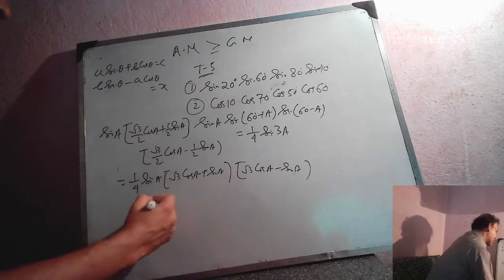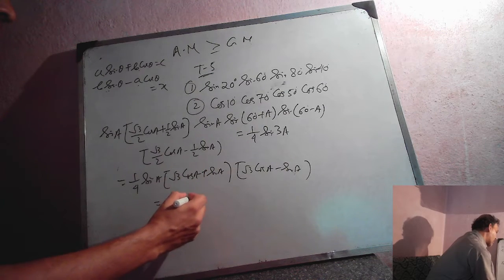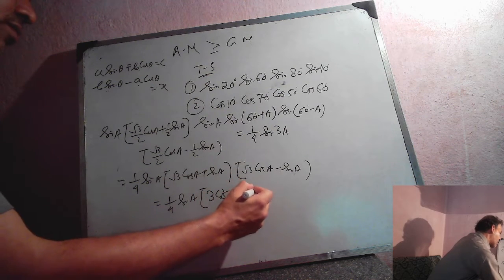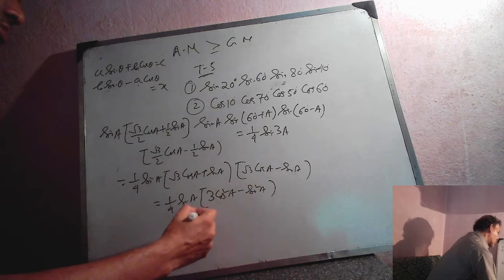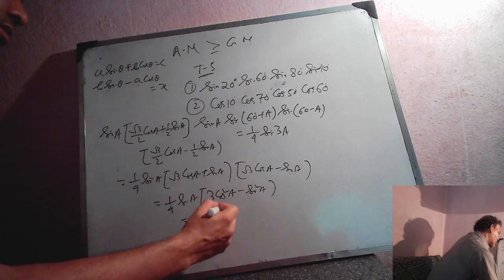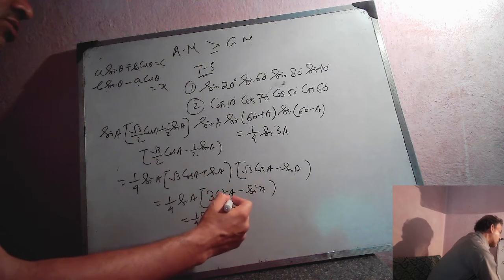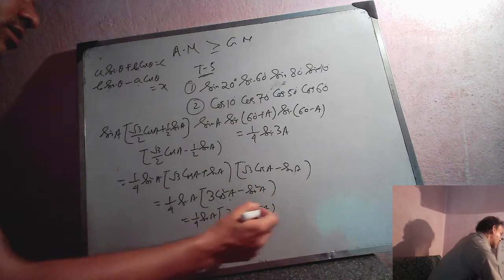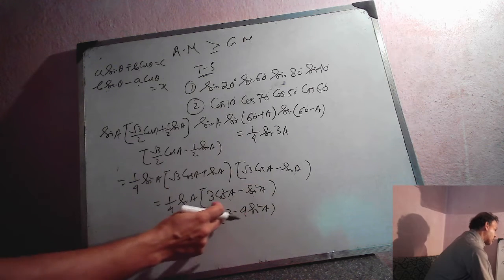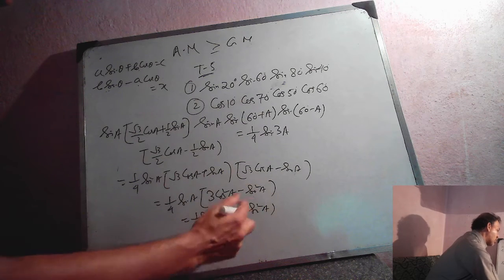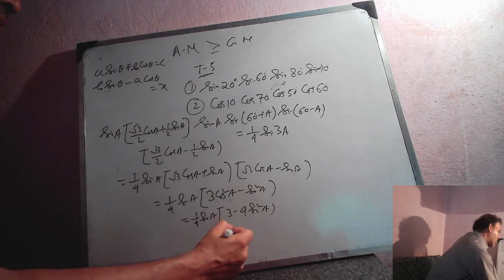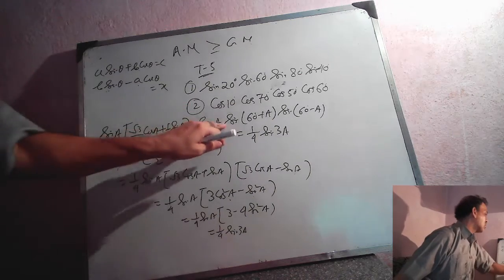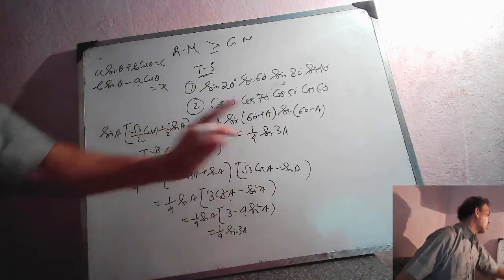A plus B, A minus B, so A square minus B square: 3 cos square A minus sin square A. 1 by 4 sin A, 3 cos square A equals 3 minus 3 sin square A, minus sin square A, minus 4 sin square A. If we multiply it by sin A, this takes the form 3 sin A minus 4 sin cube A, which is equal to sin 3A. So 1 by 4 sin 3A. So we have proved this into this equals 1 by 4 sin 3A.